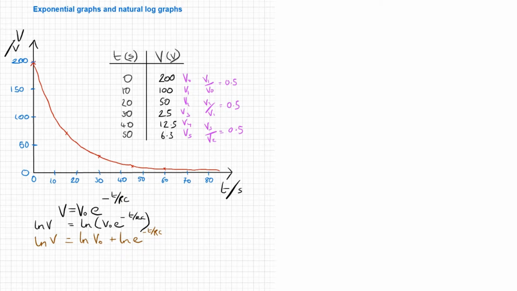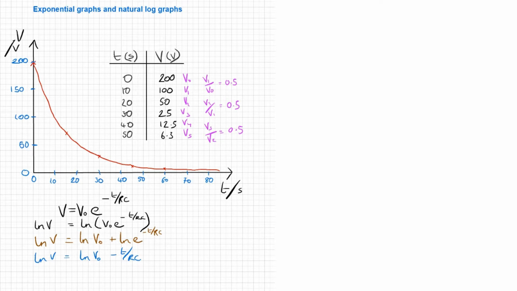And then what we notice is that there's something special here, because the natural log of a number is what you have to raise e to, to get that number. So it should be clear that the natural log of e to something is just that something. So I can rewrite this one more time: the natural log of V is the natural log of V0, which is a constant, plus minus t over RC, because minus t over RC is what I have to raise e to, to get e to the minus t over RC. Hope that makes sense. Okay, cool.